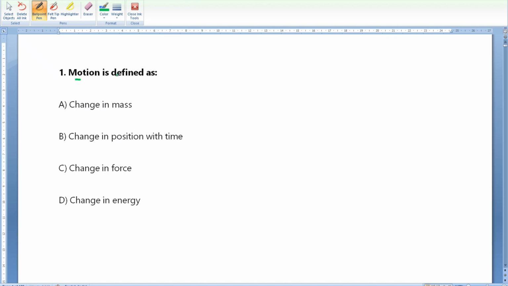Question number 1. Motion is defined as change in mass, change in position with time, change in force, or change in energy. Here we know the definition of motion: if an object changes its position with respect to time, then it is called motion. Motion is the change in the position of an object with respect to time. So option B is given, change in position with respect to time. As per the definition, the answer is B.